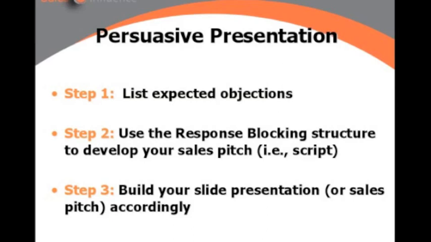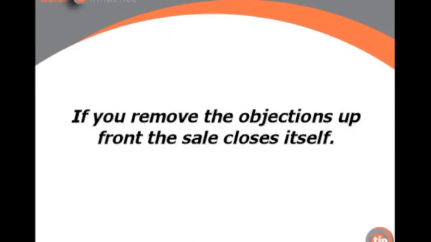So in other words, let's say there are 5 typical objections your client's going to give you. What you then do is create a response block structure for each of those 5 objections, and then you can build a slide presentation or just memorize the script so that when you're talking to a customer, you can actually start what? Knocking down those objections one by one by using the response block structure.